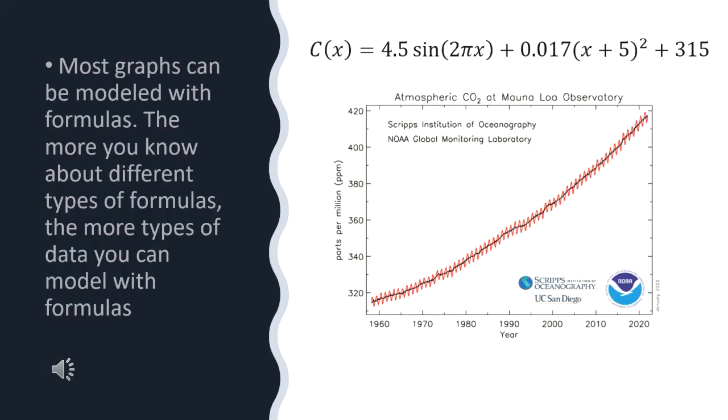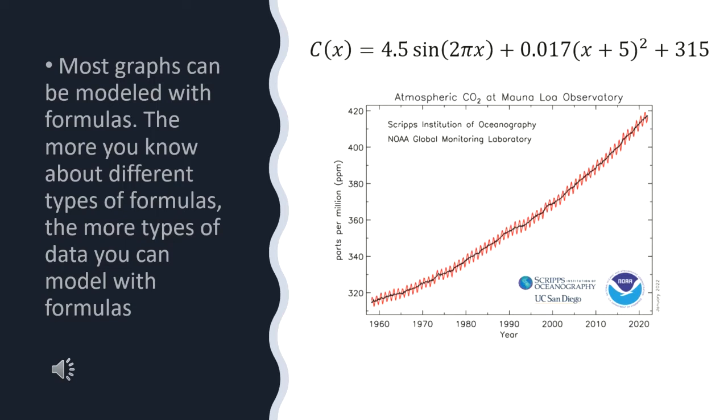In our class, we'll be studying formulas, and most graphs can be modeled with formulas. Now, the more you know about different types of formulas, the more types of data that you'll be able to model. Here we have an example of some famous data. It's the CO2 levels at the Mauna Loa Observatory in Hawaii.